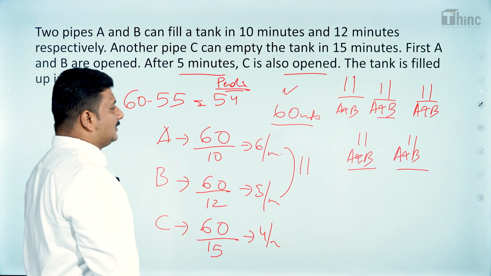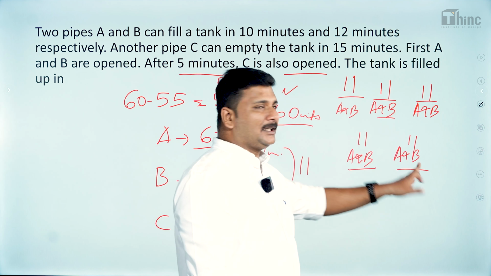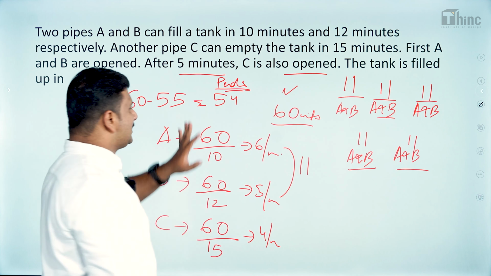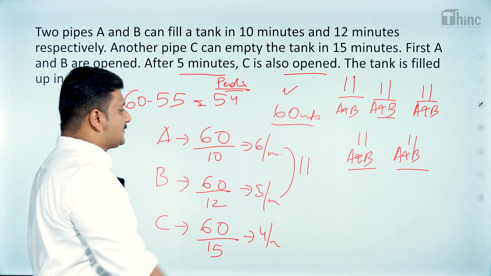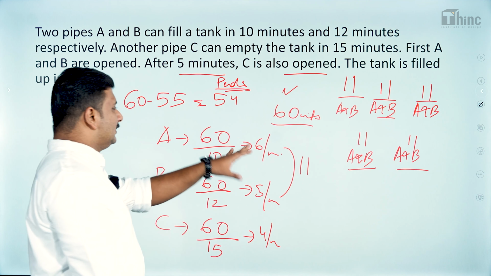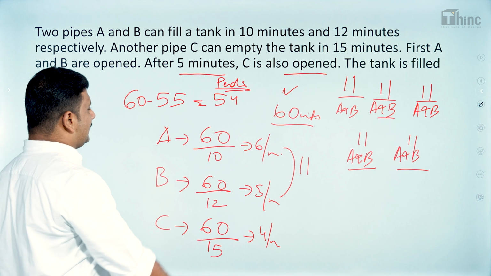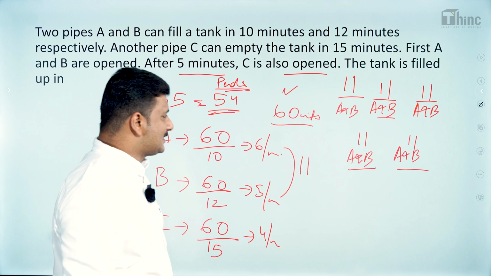I think this is clear. Because already A and B are working together on the first minute, second minute, third minute, fourth minute and the fifth minute. Because only after 5 minutes C is open. So for the first 5 minutes, only A and B are working. So they will fill 6 plus 5, 11 units in a minute. So 55 units is done in the first 5 minutes, and out of 60, only 5 units is left over.